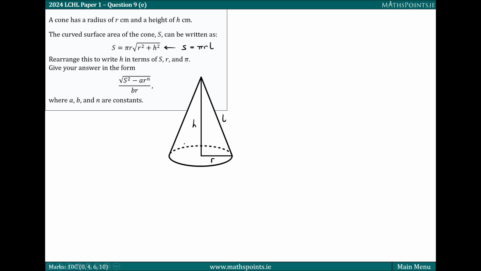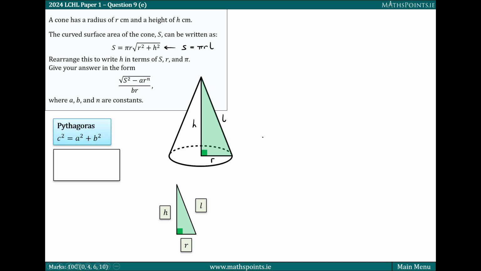So if we have a look at a cone, we can see that there's a right angle triangle in a cone here that's made up of a hypotenuse of L and two sides h and r. So if we use Pythagoras' theorem, we can then express L, the slant height, in terms of the h and the r. So we have L squared is r squared plus h squared. L then is the root of r squared plus h squared.